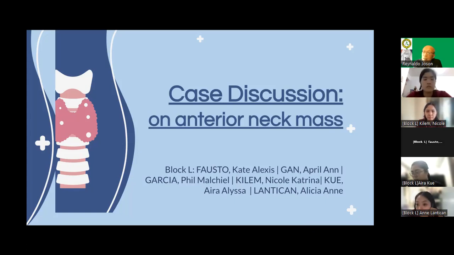Ano ba yung complaint ng pasyente? Tinuturo lang niya? Sir, yung sinabi niya po mismo was lumalaki yung bukol sa leeg. Opo. Okay. So when you say enlarging, at least you can say enlarging anterior neck mass. Okay? Anterior neck mass, the front.